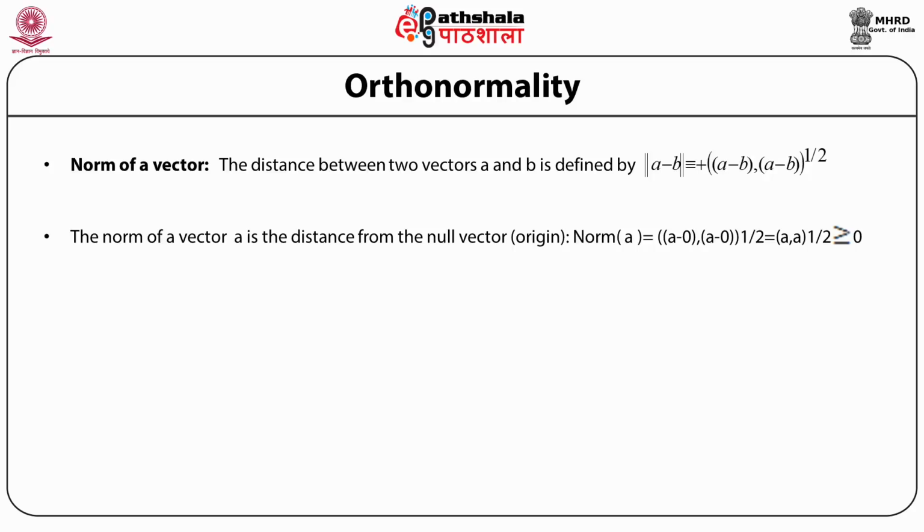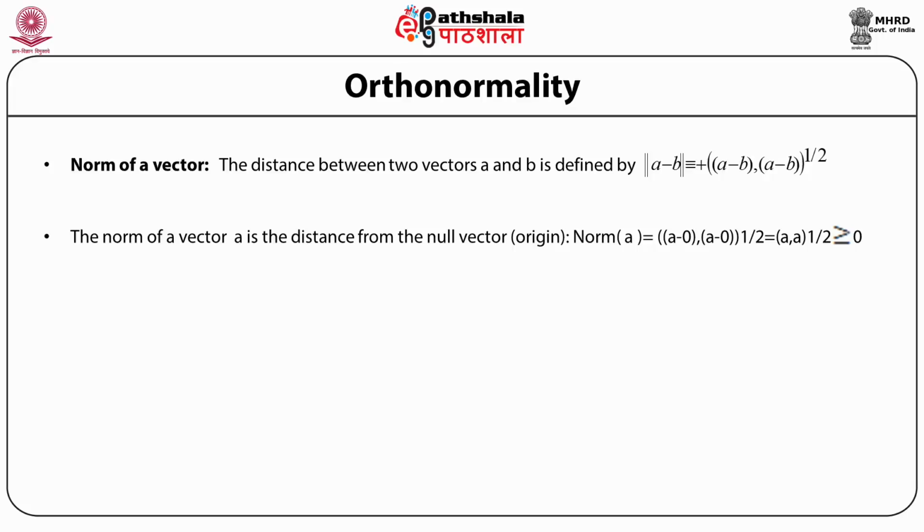The norm of vector A is the distance from the null vector, that is the origin. So norm of A is equal to the square root of the scalar product of vector A minus null vector and vector A minus null vector, and is equal to the scalar or the inner product of vector A with itself whole to the power half, and should always be greater than or equal to 0.